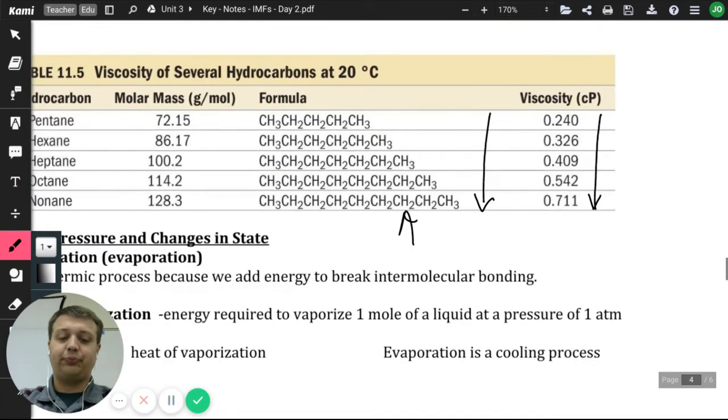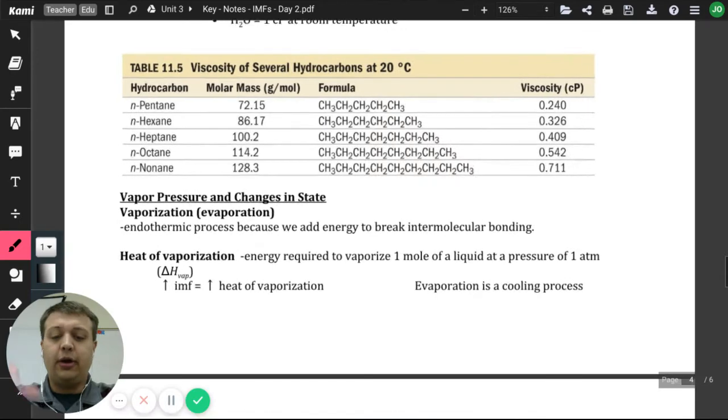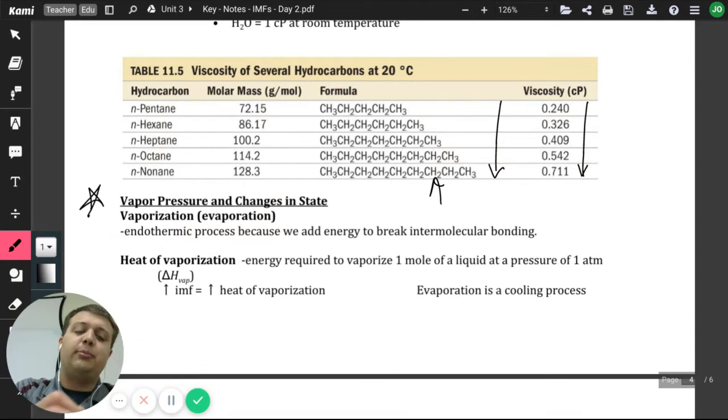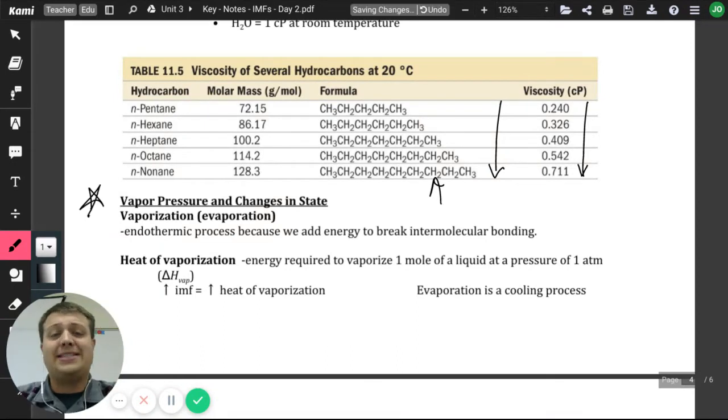Okay? All right. So next thing we have is vapor pressure. So vapor pressure is actually an extremely important thing that you need to know for the AP exam. It is tested pretty much every single year. So I really want to make sure that y'all know what to do for vapor pressure.